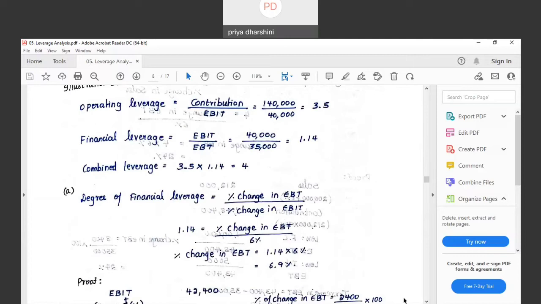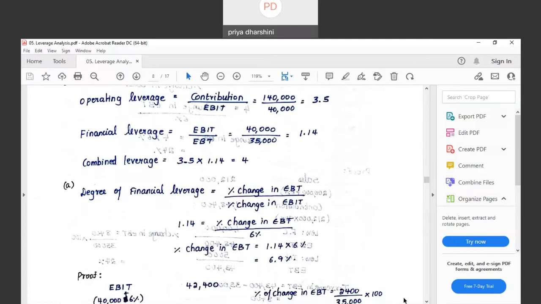Illustration 49. Please take illustration 49. What is told in this sum? The following data is available for XYZ Limited. Sales is 2 lakhs. Variable cost is 30%, which is 60,000. They have given the income statement themselves. You need not prepare the income statement.